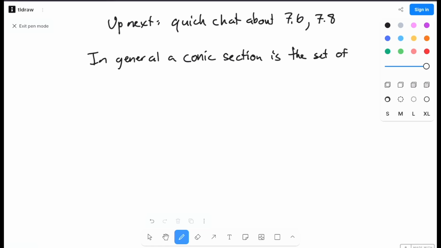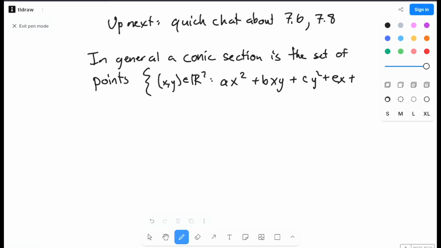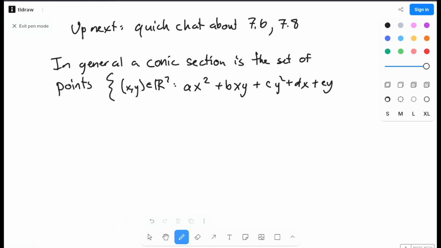of points (x, y) in R squared in the plane such that we satisfy some ax squared plus bxy plus cy squared plus dx plus ey plus f equals 0. Okay.